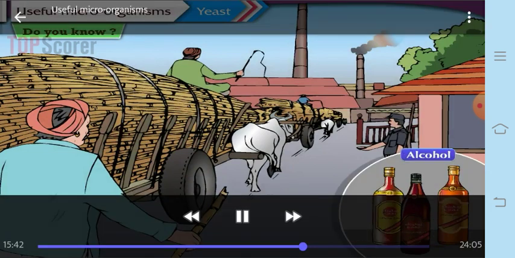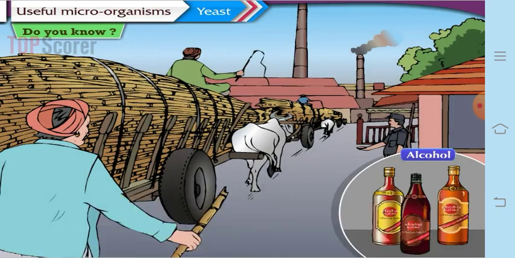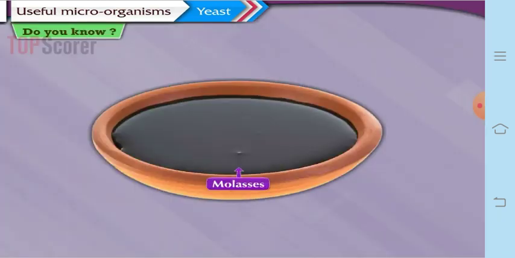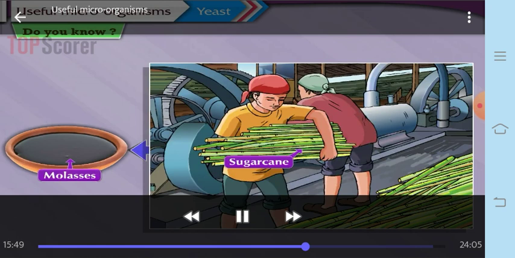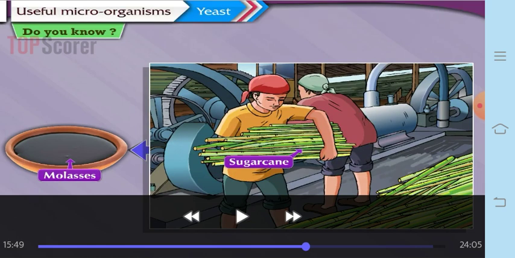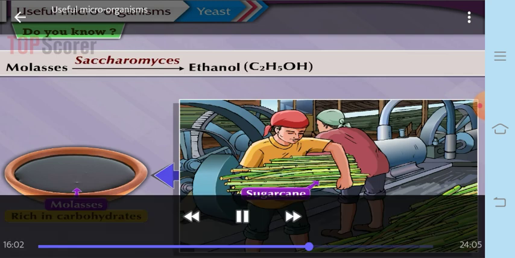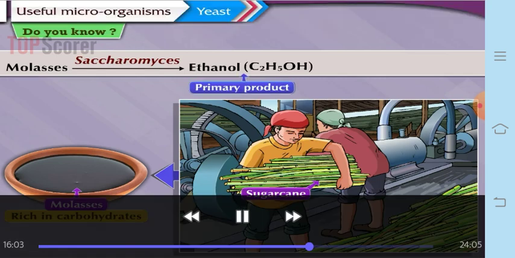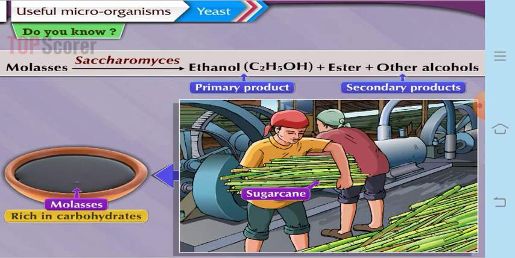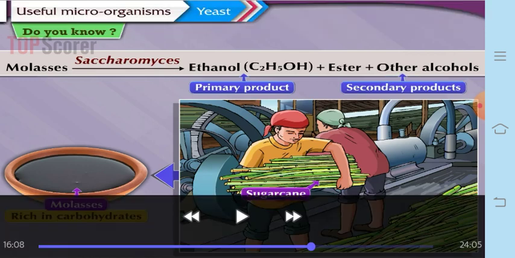Do you know? Often alcohol is produced along with sugar in the sugar factories, and molasses is produced from the sugar cane. So remember, student, molasses is prepared from the sugar cane which is rich in carbohydrate. Molasses is nothing but a thick sugar syrup. Okay, so this molasses is fermented using yeast called Saccharomyces, and in this ethanol is produced as the primary product.